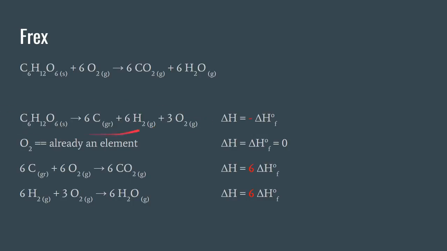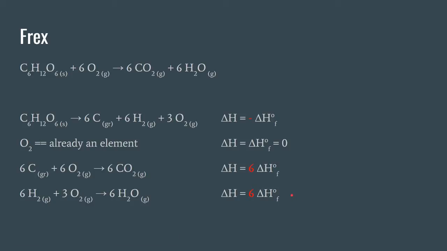And look, sugar broken down into its elements is just the reverse of the enthalpy of formation. So the enthalpy of reaction for this is negative enthalpy of formation of sugar. Oxygen's an element, whatever, enthalpy of formation is 0. We combine carbon and oxygen to make our 6 carbon dioxides, and the enthalpy of that reaction is 6 times the enthalpy of formation. We combine hydrogen and oxygen to make 6 waters. That's just 6 times the enthalpy of formation of water.